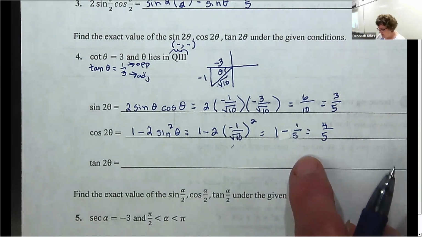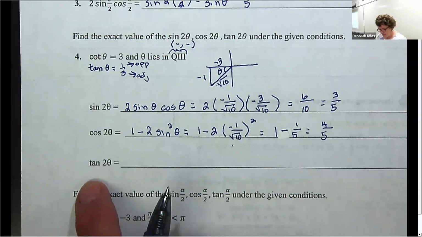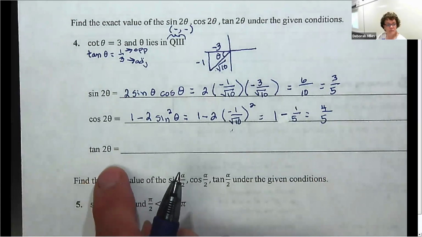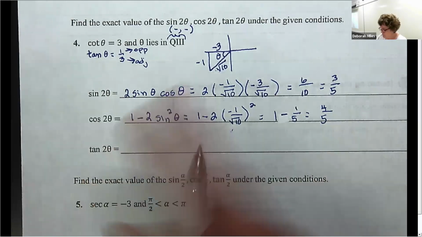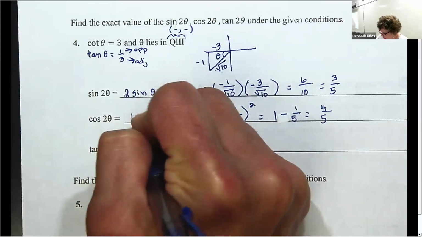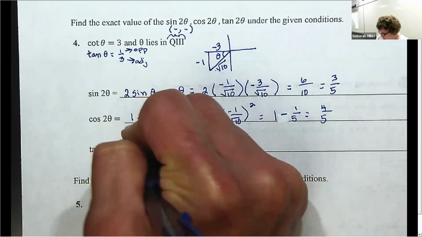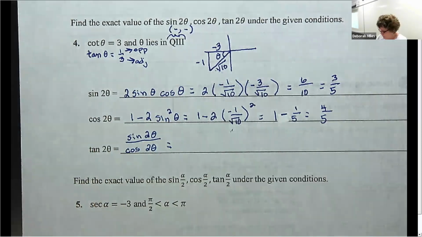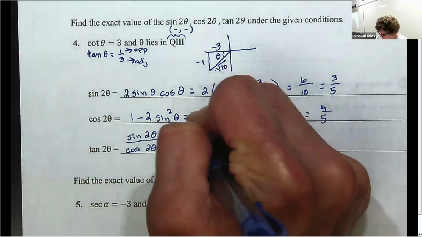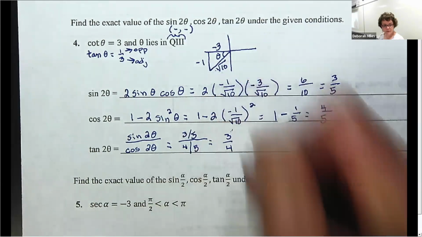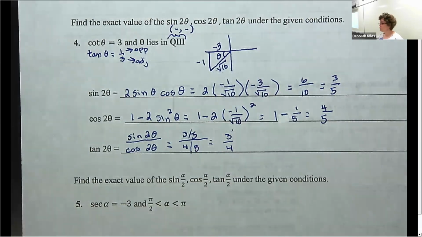All right, what about tangent 2 theta? I have a formula for that. Or is there an easier way to get tangent 2 theta? Yeah, if I already know sine and cosine, then I'll just say tangent 2 theta is sine 2 theta over cosine 2 theta, which would be 3/5 divided by 4/5, or just 3/4. Pretty easy.